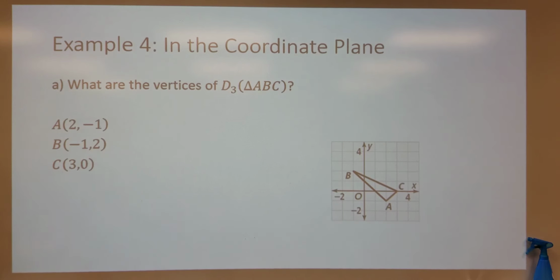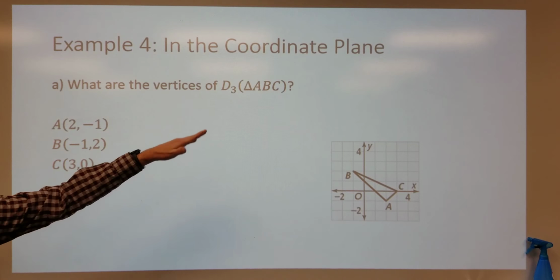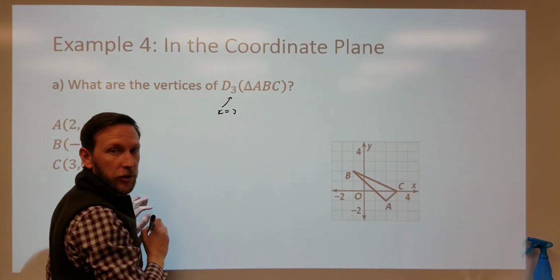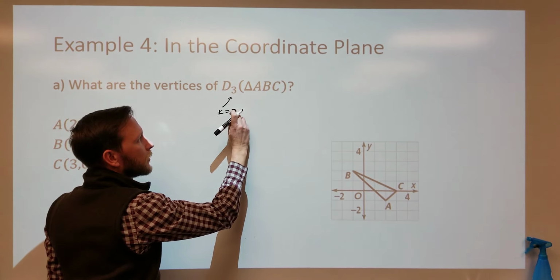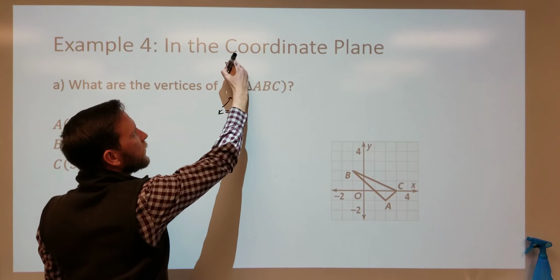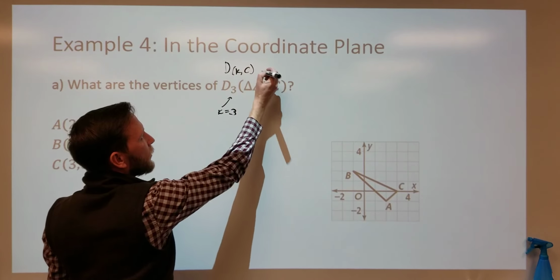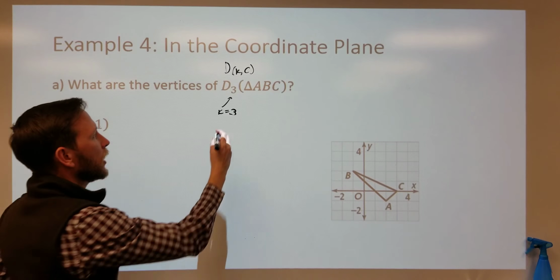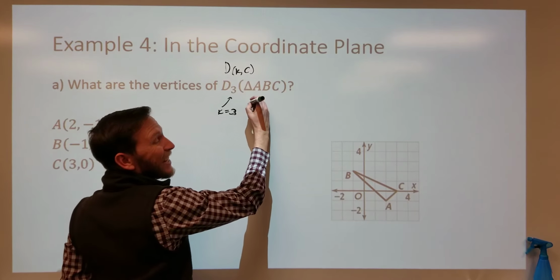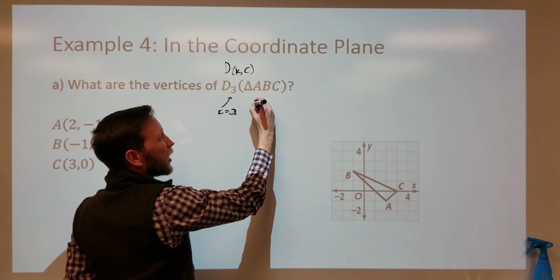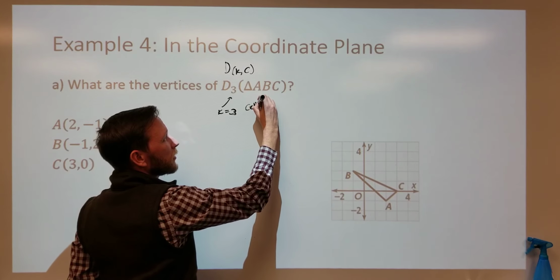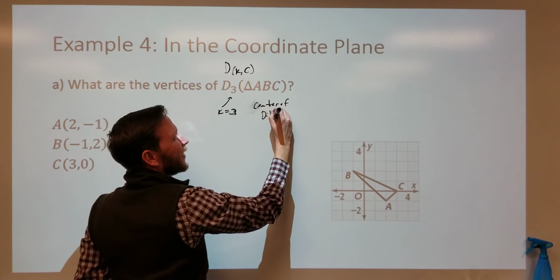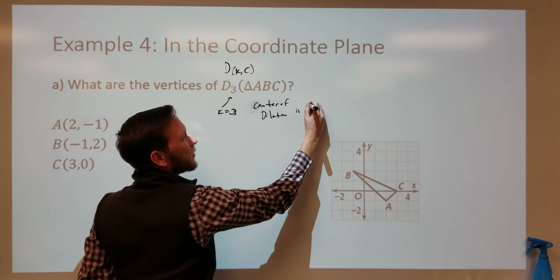What are the vertices of D sub 3 of triangle ABC? Let me explain what this means. Our scale factor is 3. Let me write that a little bit better. All right? But in the previous notation, we had K comma C. So why do I not have a comma there? Why do I not have a C value? In the coordinate plane, if it's not given, the center of dilation is the origin.